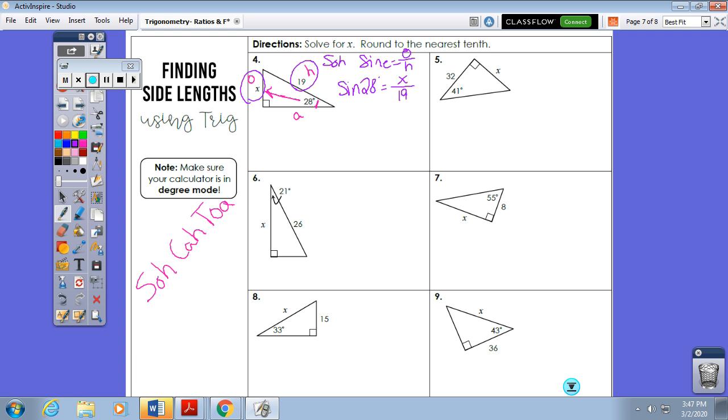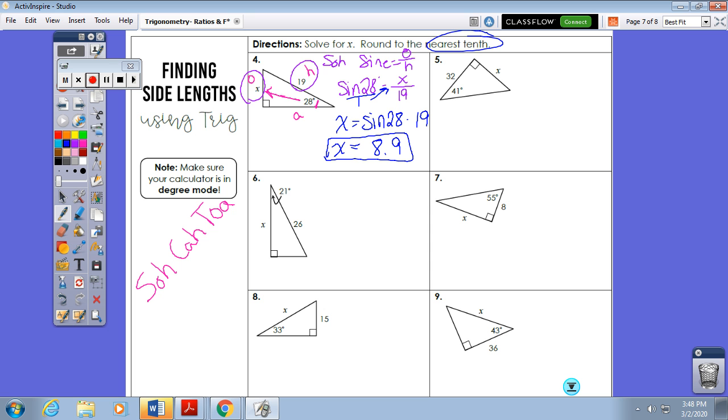And here I can cross multiply, so it's not going away. Cross multiply, this ends up over 1. So I end up with x is equal to sine of 28 degrees times 19. So I'm going to multiply those out in my calculator. You can do sine 28, close off the parentheses, times 19. Make sure you close off those parentheses. So x is going to equal 8.9. We're rounding to the nearest tenth.